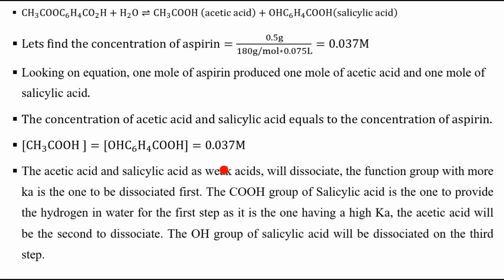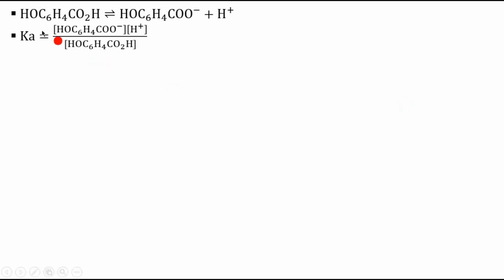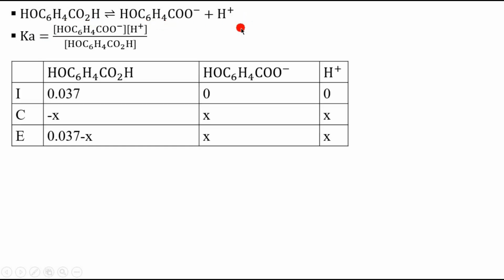So now we can do the ICE table to see which one is going to dissociate. I told you that the carboxylic acid group from salicylic acid will be the one to provide the hydrogen in water for the first dissociation. Secondly, the acetic acid will be the second one to dissociate. Then lastly, the hydroxide will be the last one to dissociate. So this is what will happen from the first dissociation. We are going to lose the hydrogen from the carboxylic acid group of salicylic acid, which will be liberated to the solution.